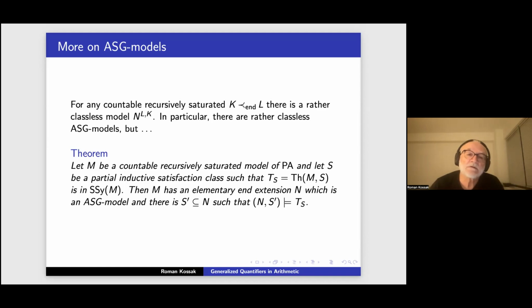So one can prove that if you start with a countable recursively saturated model, and you take any partial inductive satisfaction class on this model, such that the theory of the model together with the class is in the standard system. So in particular, this will happen every time when M is recursively saturated as a pair. Then you can build an elementary end extension, which is an ASG model, omega 1 like model. And this elementary end extension N will not be rather classless because it will actually have this satisfaction class that satisfies exactly the same theory. So there are at least countably many ways of doing this, because there are countably many different theories in the standard system. And so then you have, without any specific examples, a simple argument for the existence of non-isomorphic, yet very much similar, omega-1 like models.